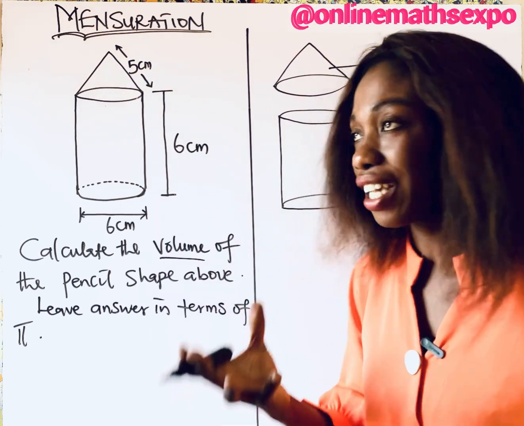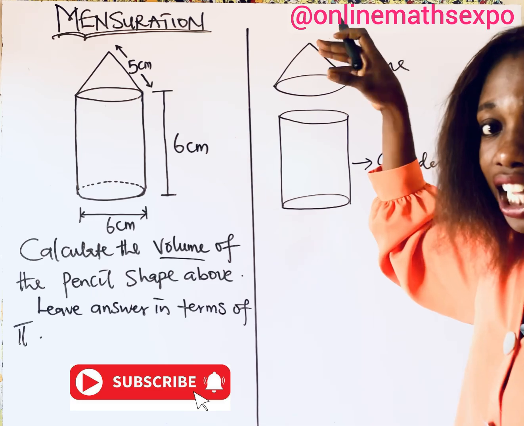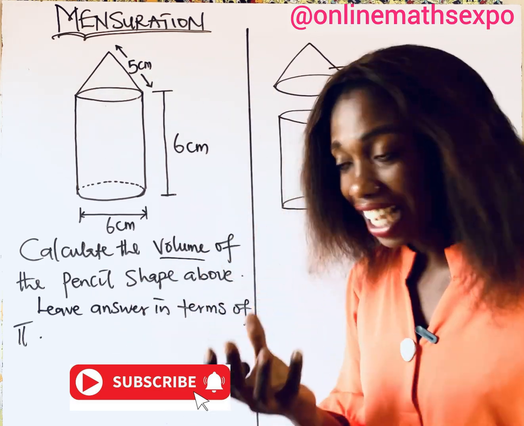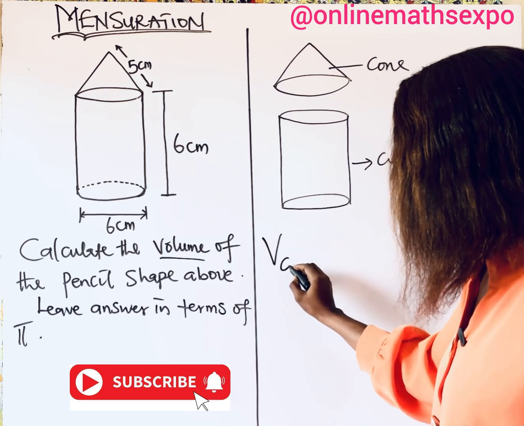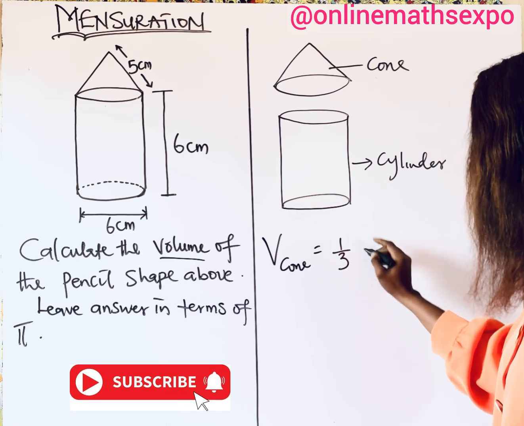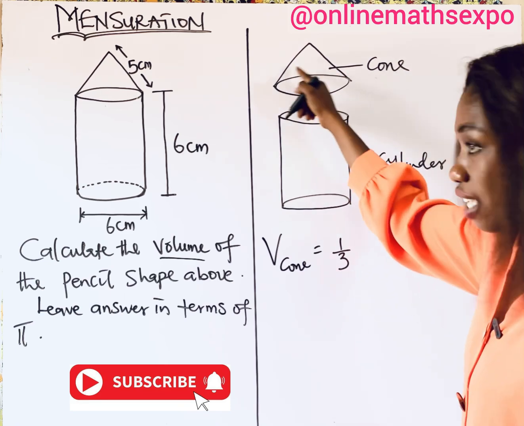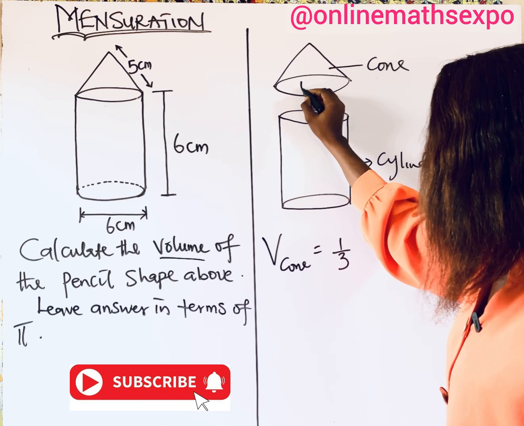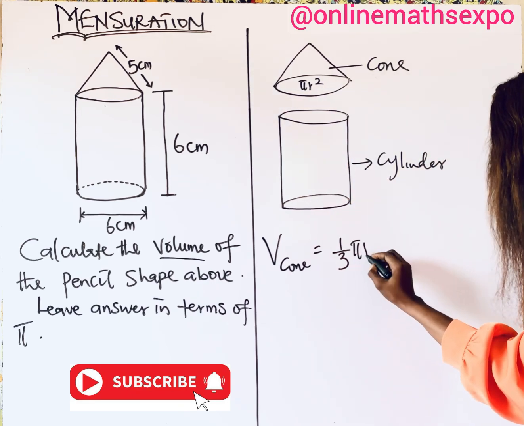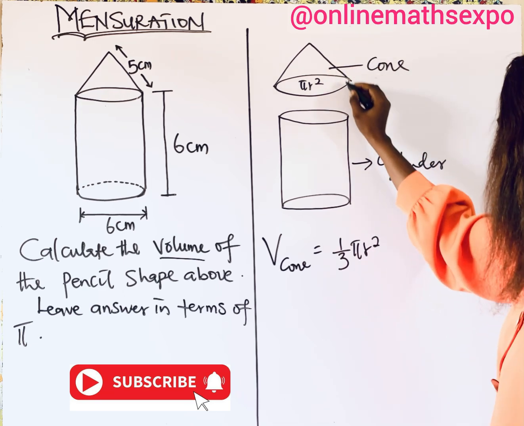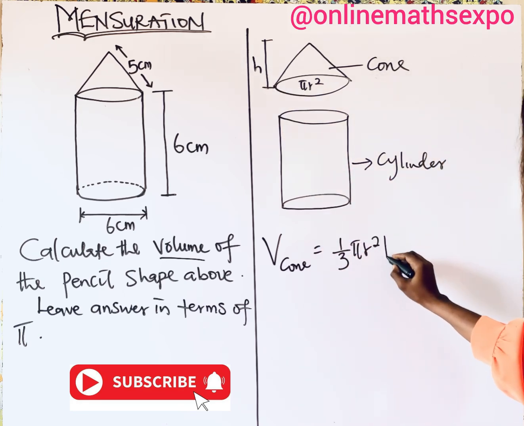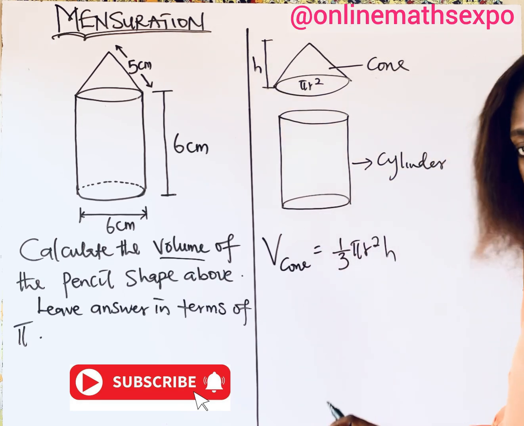Now, how do we calculate the volume of a cone? The volume of a cone shares the same formula with pyramids. In that case, we say that the volume of a cone is 1/3 multiplied by the base area. The base is a circle, so the area of it will be pi r squared. So it will be 1/3 pi r squared, then multiplied by the height. This is the height of this cone. I hope this is clear. Now, that is for the volume of your cone.